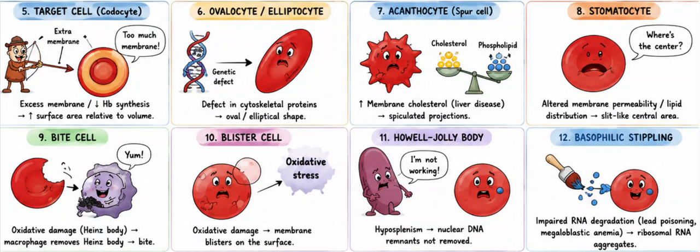Everyone, we will see about the other poikilocytes. The next set will include target cells, ovalocytes, acanthocytes, and stomatocytes.